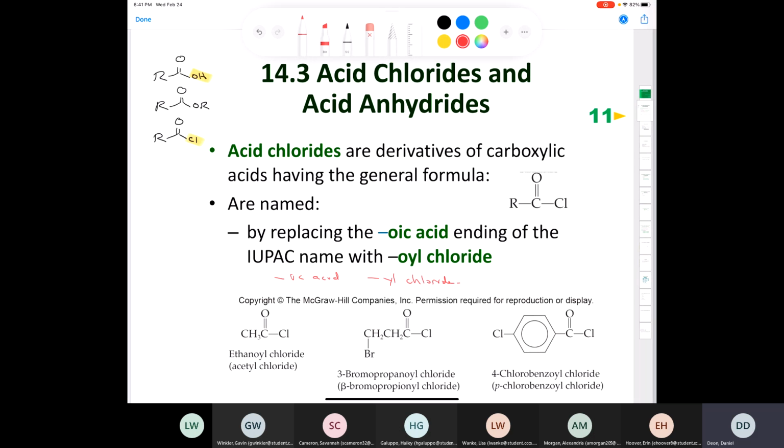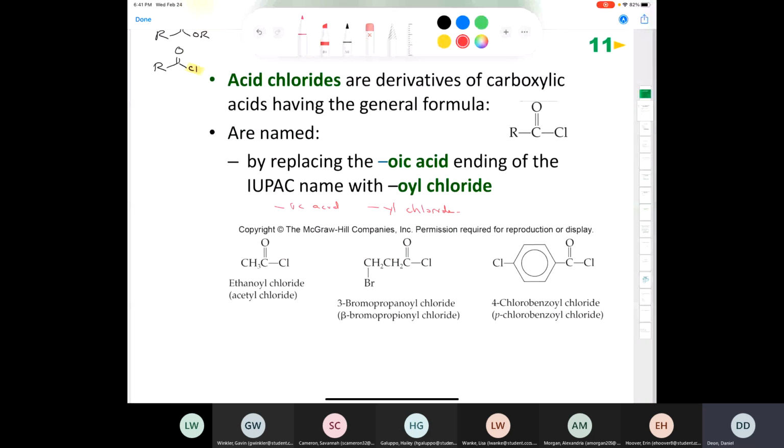All right, so if we look at some examples here, we have ethanoyl chloride, right? Why is it ethanoyl? Because there's only two carbons, right? If you had CH3 carboxyl, this would be ethanoic acid. So you get rid of oic acid and you replace it with oyl chloride, so ethanoyl chloride. Conversely, the common name would be acetic acid. So what did I tell you? You get rid of ic acid and you replace it with yl chloride. There you go, and that's how you do it.